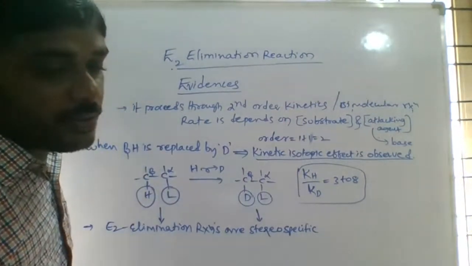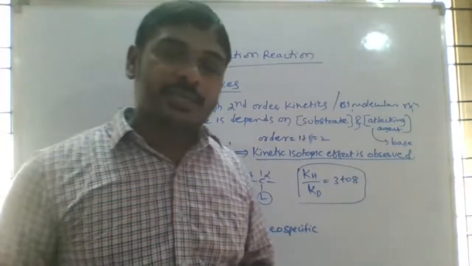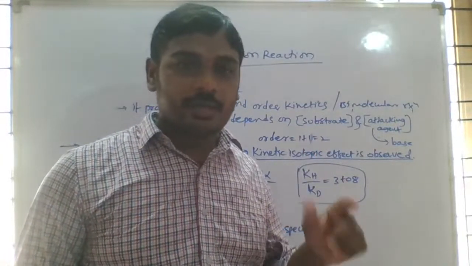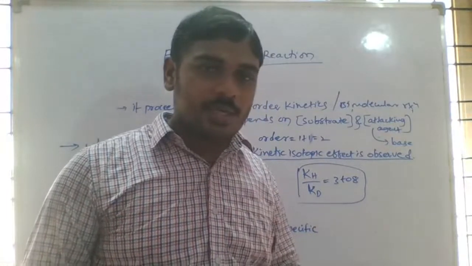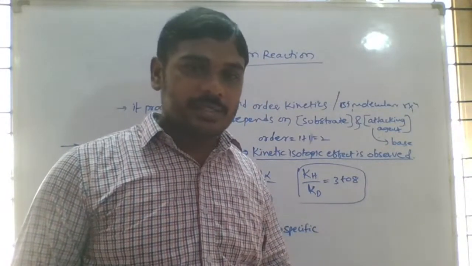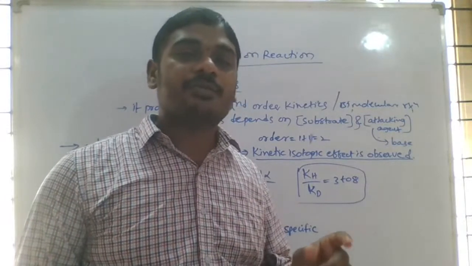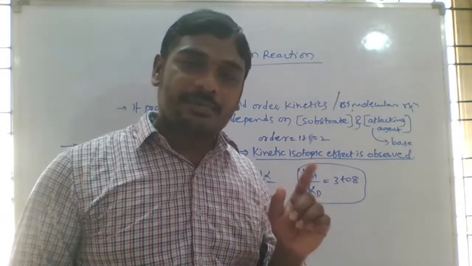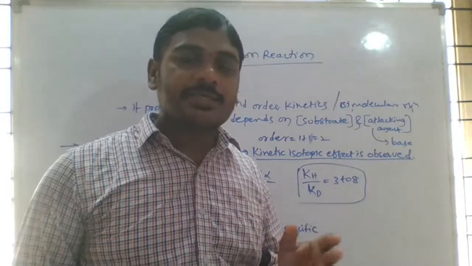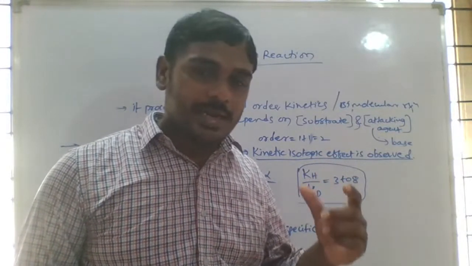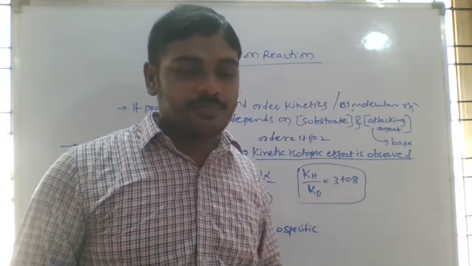Okay, next one, the E2 elimination reaction can happen in two ways. One is an anti-elimination, another one is a syn elimination. Anti-elimination means the leaving groups are diagonal to one another, with a 180 degree angle separation. Syn elimination means the leaving groups have a dihedral angle separation of 0 degrees.